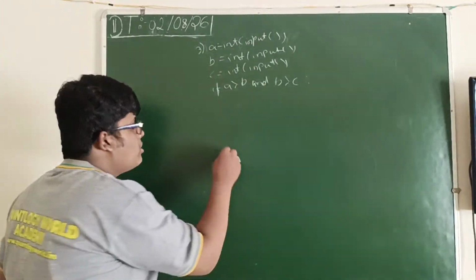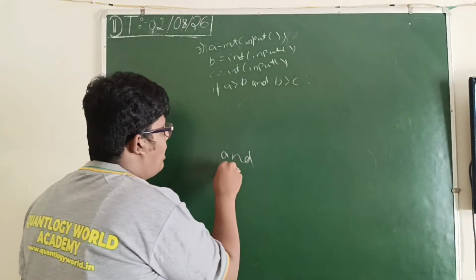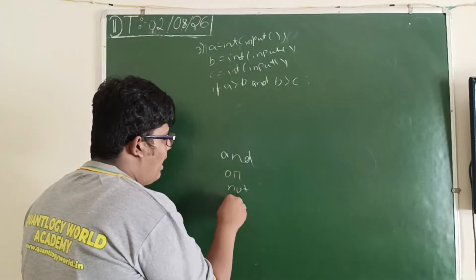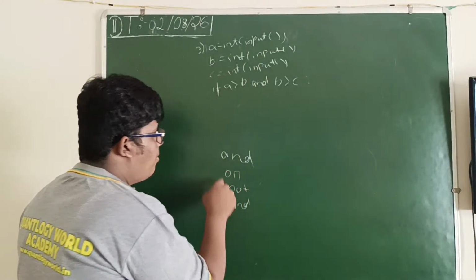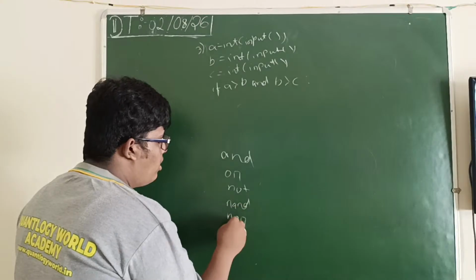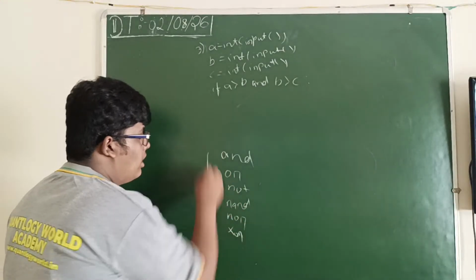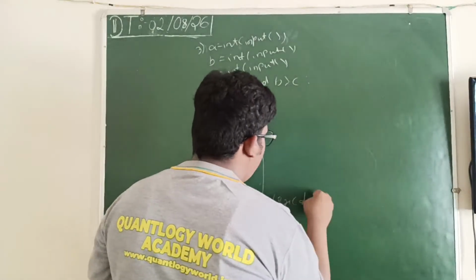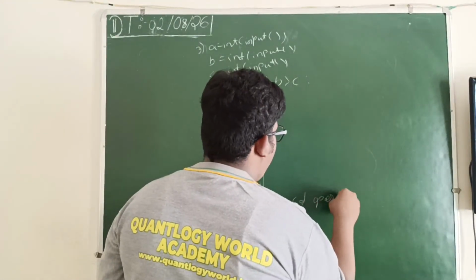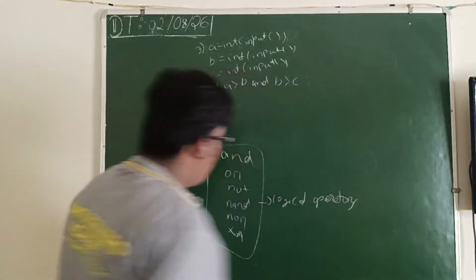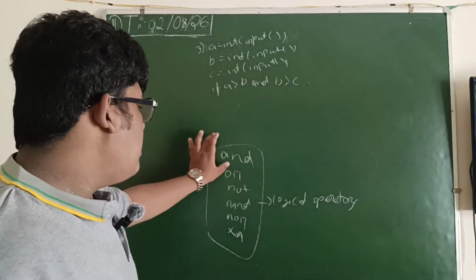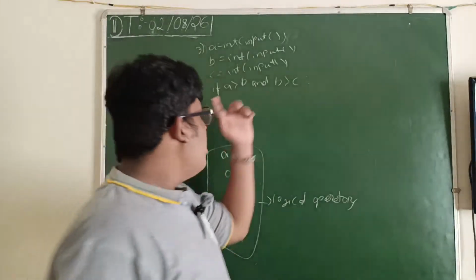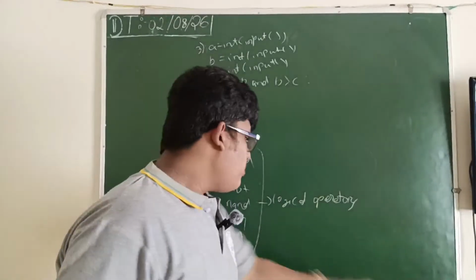What are the logical operators? And, or, not, and plus not which is NAND, not plus or which is NOR, and another one is XOR. These are called logical operators. So what are logical operators? These are and, or, not, NAND, NOR, XOR. This finds some logic between two relational operators.